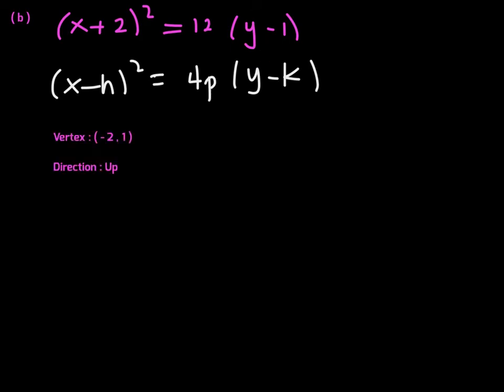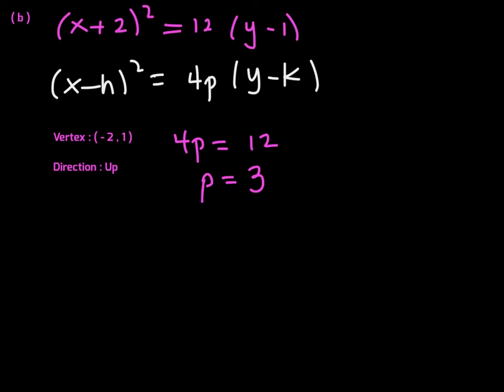Okay, everybody, now that we have our vertex and our direction, let us find p. Now, 4p right here is represented by 12, right, everybody? I'm equating this coefficient, 4p, to 12, all right? So you can divide both sides by 4 to get that p is equal to +3, okay? Now that p is going to give me a lot of information.